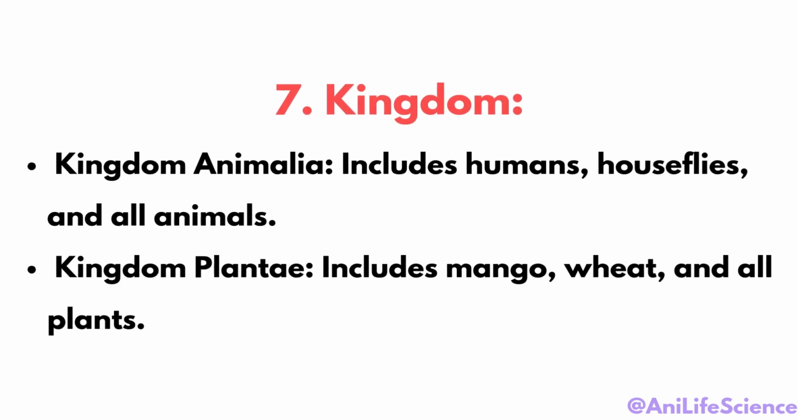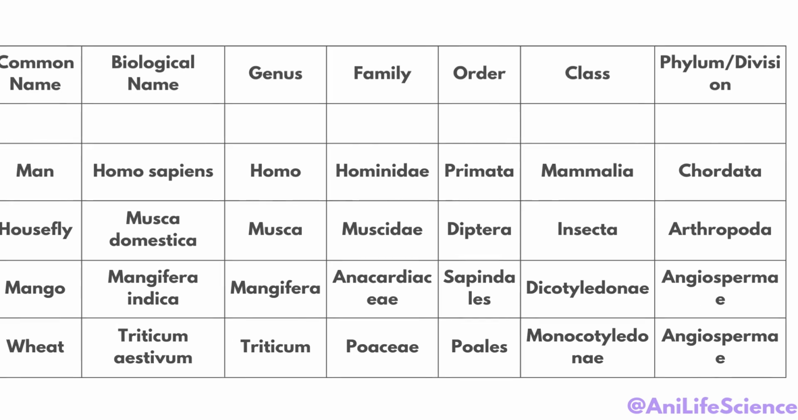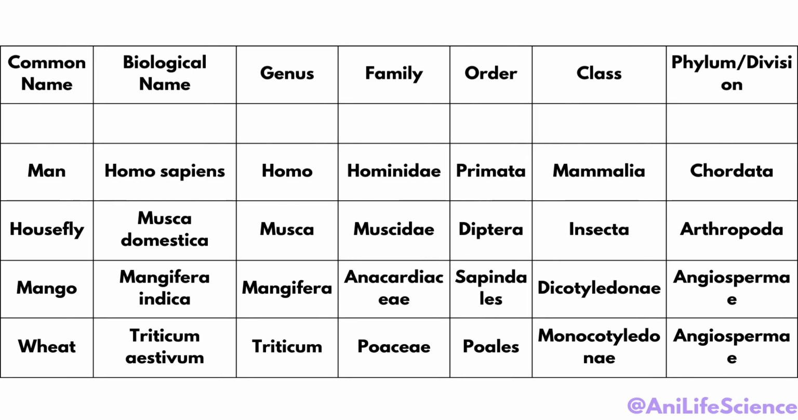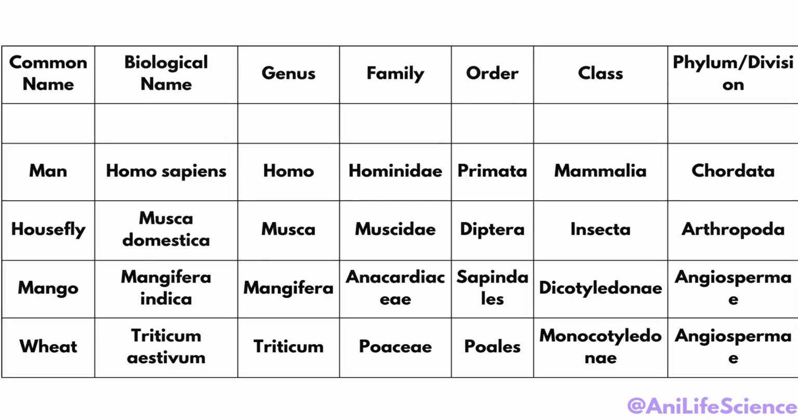Seventh, kingdom. The highest rank in the hierarchy groups all organisms into broad categories. Kingdom Animalia includes humans, houseflies, and all animals. Kingdom Plantae includes mango, wheat, and all plants. Here's a table summarizing the classification of some common organisms.